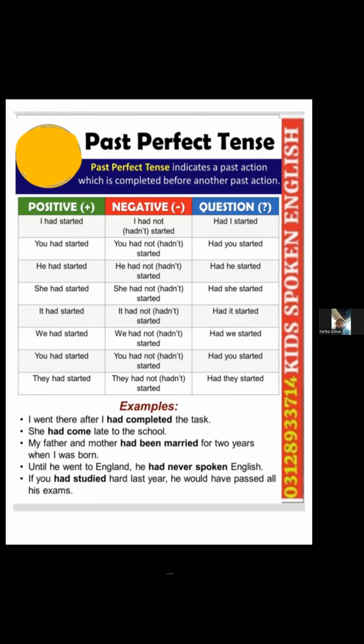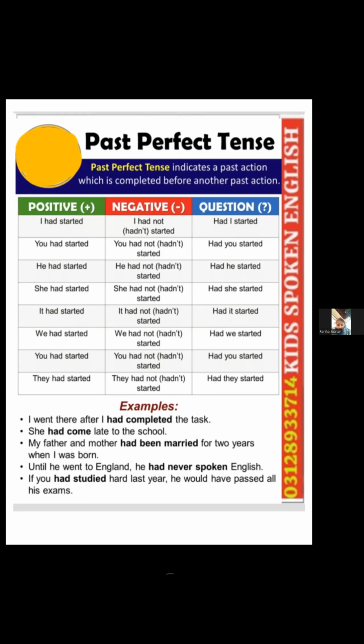She had not started. She hadn't started. Had she started? It had started. It had not started. It hadn't started. Had it started? We had started. We had not started. Had we started? You had started. You hadn't started. Had you started? They had started. They had not started. Had they started?